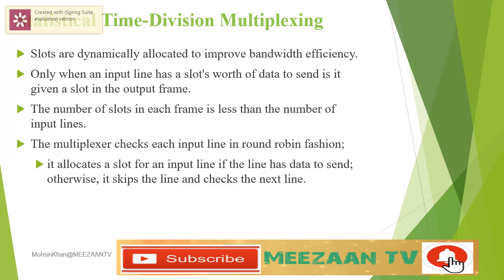The multiplexer checks each input line in round-robin fashion. It allocates a slot for an input line if the line has data to send. Otherwise, it skips the line and checks the next line.